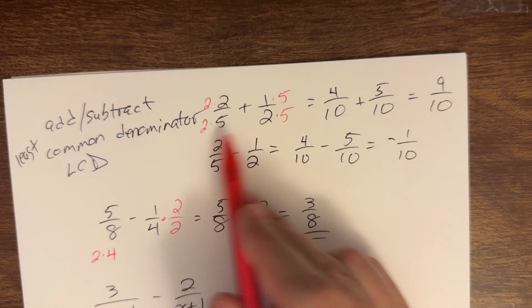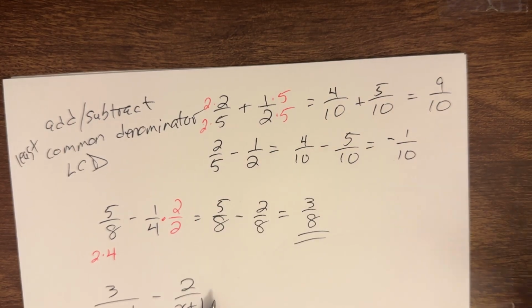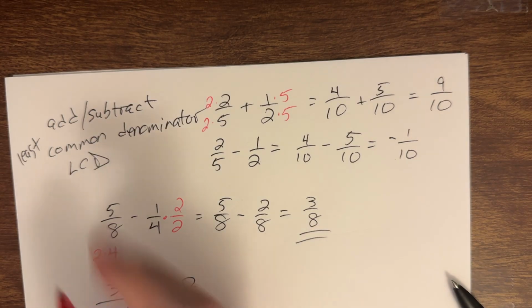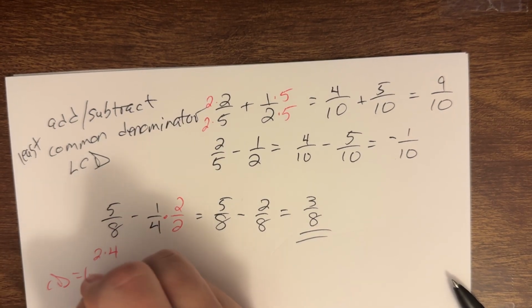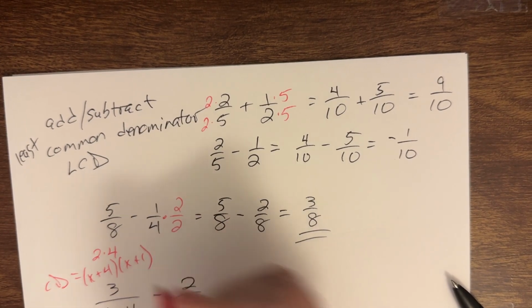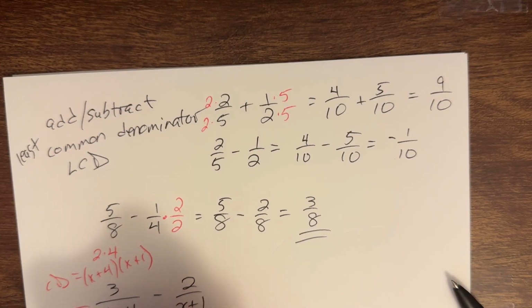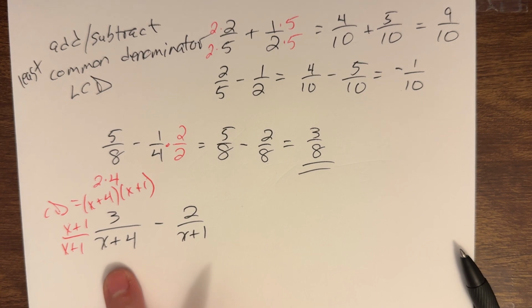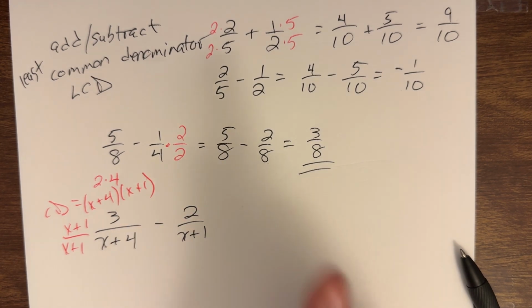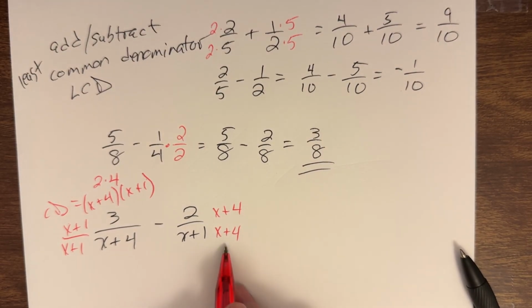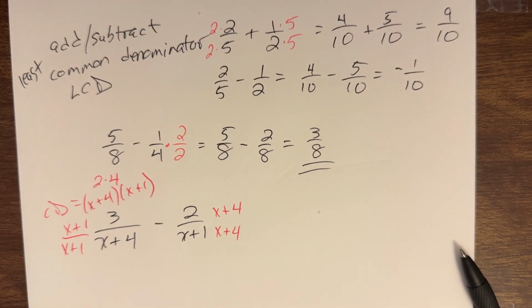Just like this common denominator was 10, which was really 2 times 5. My common denominator, I'll write CD, is x plus 4 times x plus 1. And now I go to each one. What are they missing? Well, this is missing the x plus 1. Well, I can't just do that to the denominator. I'd have to do it to the numerator as well. Keep everything balanced. This is missing the x plus 4. But once again, whatever I do to the denominator, I do to the numerator.